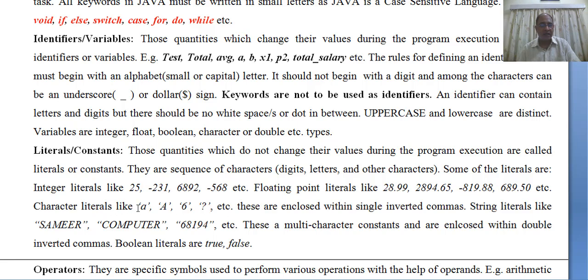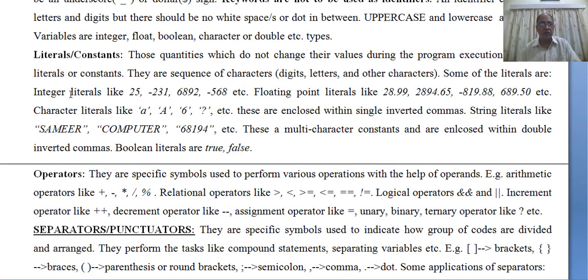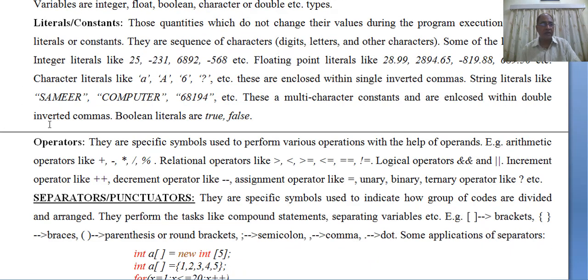Character literals like capital A, 6, question mark, etc. These are enclosed within single inverted commas. String literals like Samir, computer, 68194, etc. These are multi-character constants and are enclosed within double inverted commas, and Boolean literals are true or false. So these are the literals and constants.